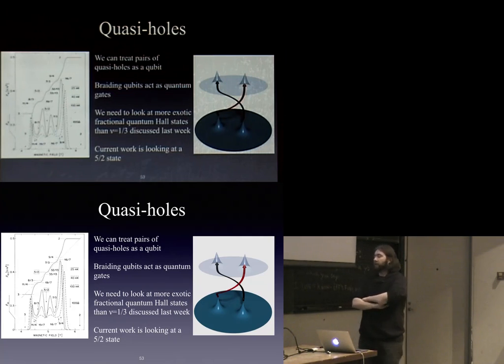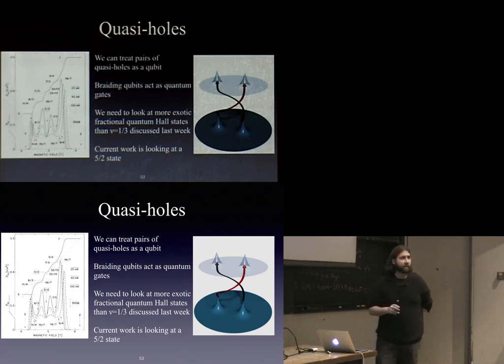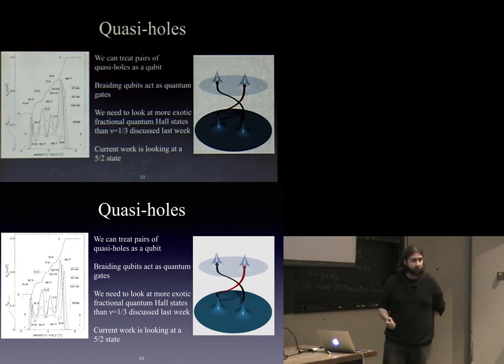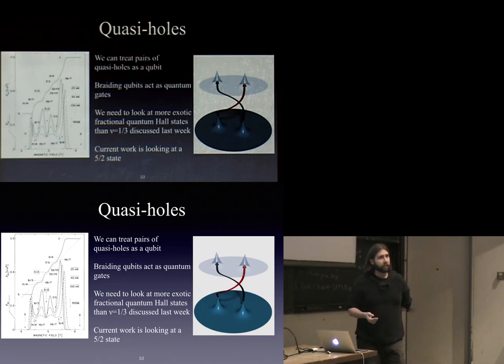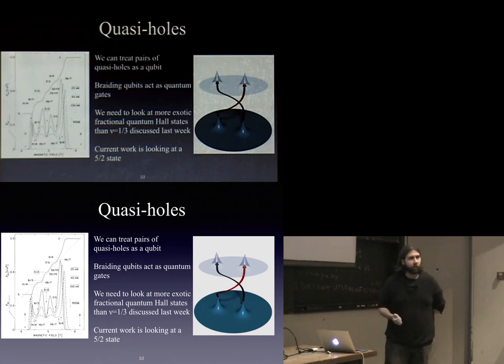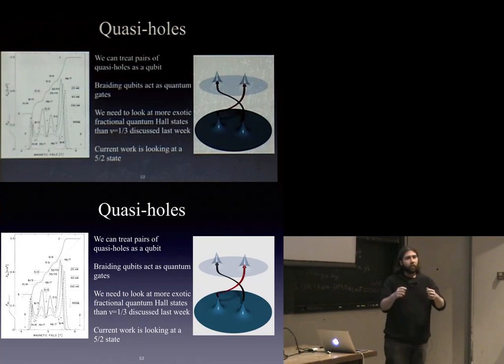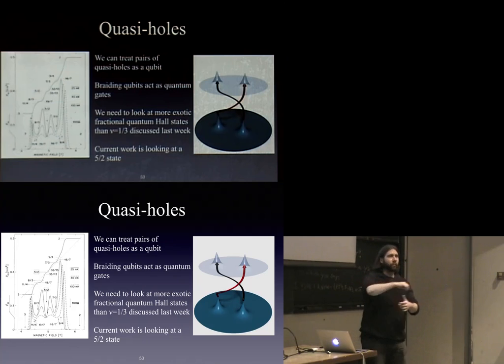People believe that the 5/2 state should have these non-abelian statistics-having quasi-holes, but it's not actually even fully experimentally verified. There are people working very hard, but it's a very, very difficult question, right? It's this delicate interferometry question with objects that are very hard to move around on their own.